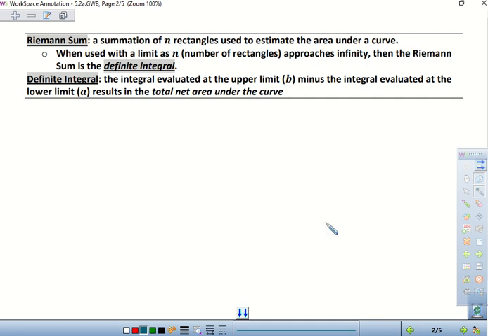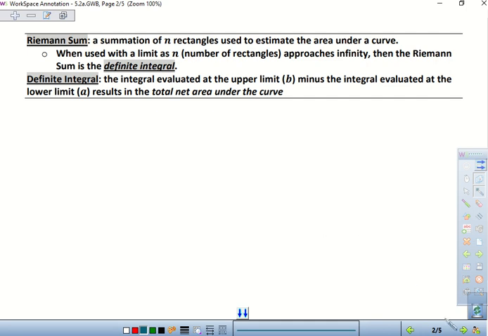So, number of rectangles, okay? If we do a Riemann sum, we sometimes have 4, sometimes 5, sometimes 3 rectangles. What if we used infinitely many rectangles? That would give us the perfect exact area under the curve, correct? So what we're going to be doing with the definite integral, essentially we are doing that mathematically, okay? Now we don't actually sit there and do that, but what we're doing mathematically amounts to that, all right?